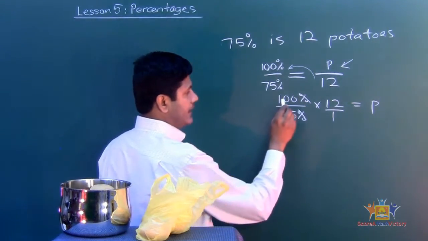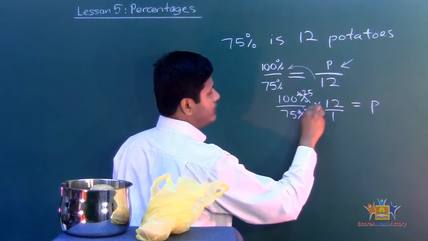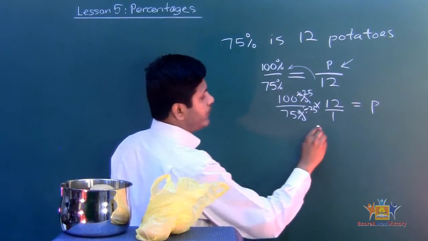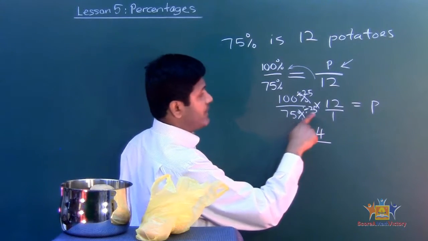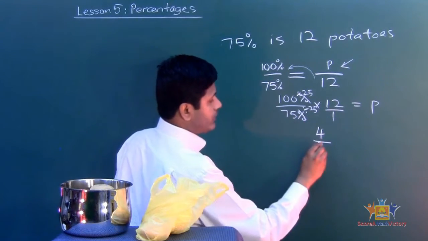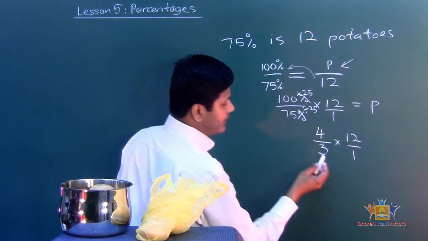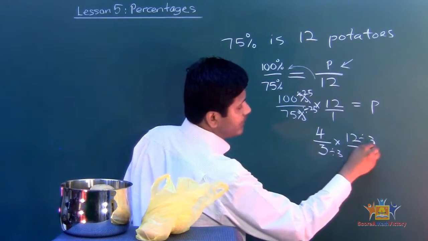Now look at this. I can divide this by 25, and I can divide this by 25. So we know from previous, 100 divided by 25 is 4. 75 divided by 25 is, very good, 3. So 4 over 3 times 12 over 1. Now look at that, I can simplify this one too. I can divide this by 3, and I can divide this by 3.